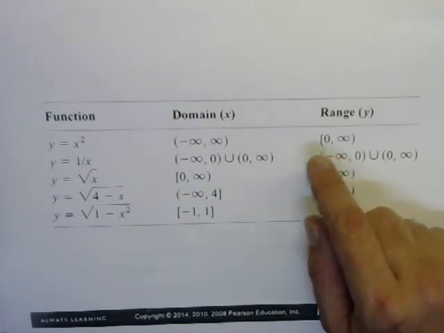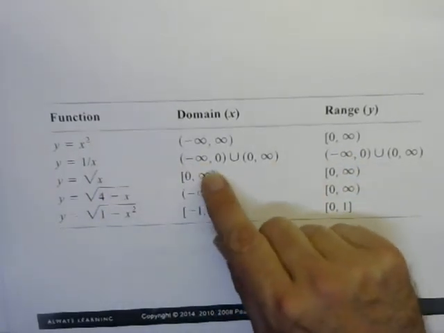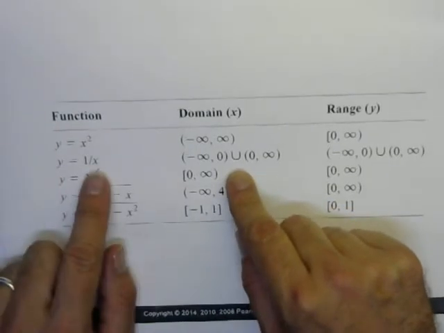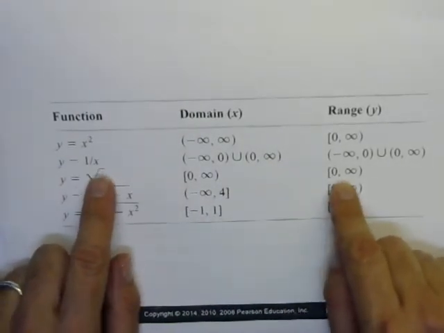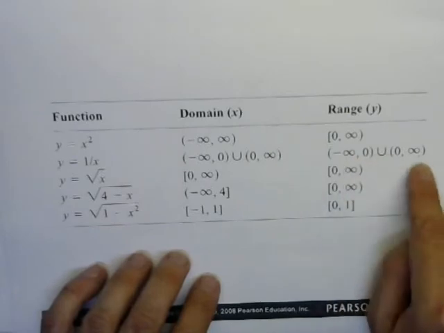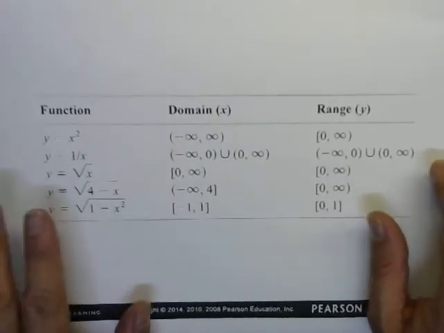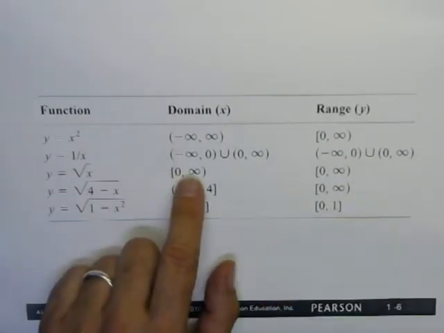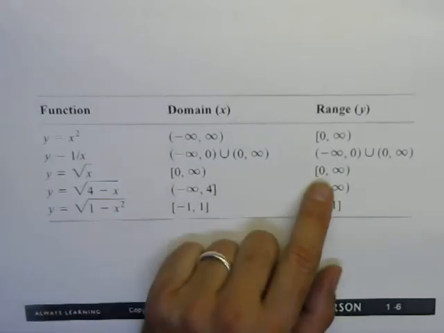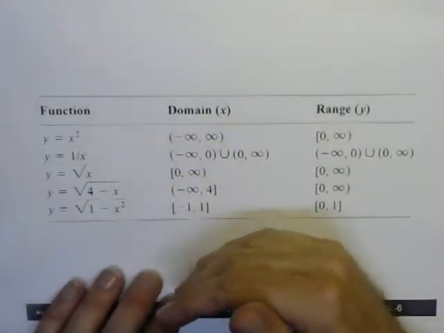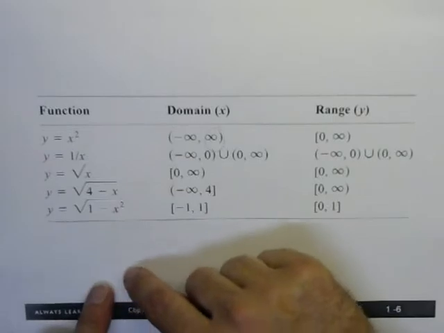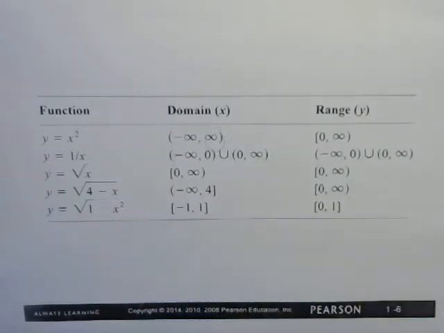0 to infinity. For 1 over x, again, you can stick any number in that you want as long as you don't put 0 in for x. And then the range in this case will be from -infinity to infinity, excluding 0. For the square root of x, again, remember you can't put negative numbers in. And again, you only get numbers from 0 to infinity, right? Remember the graph of the square root of x looks something like that.